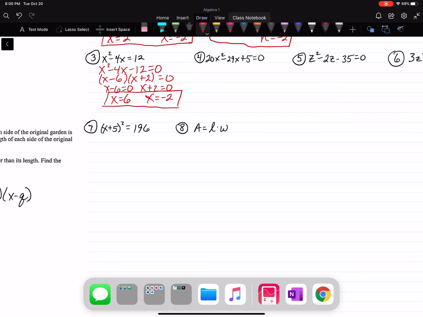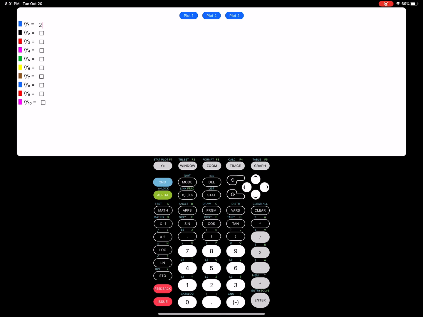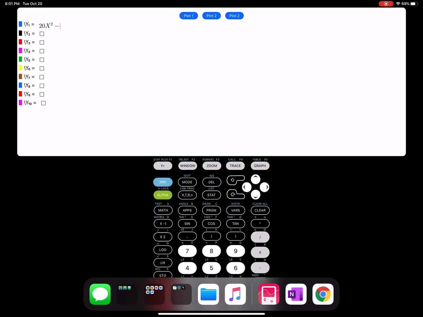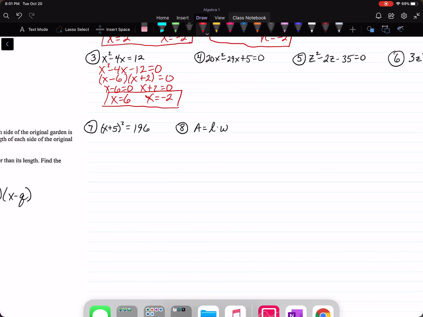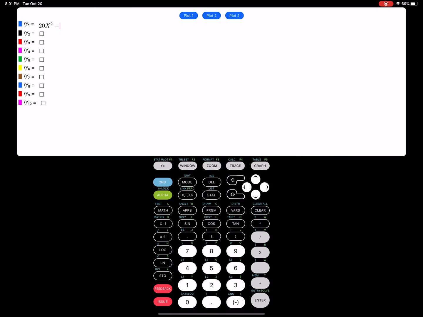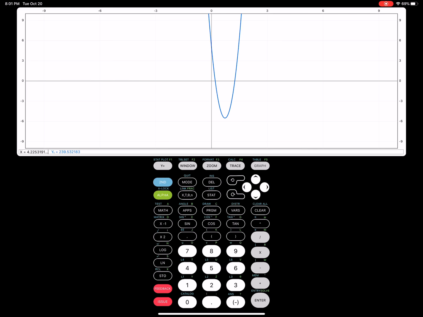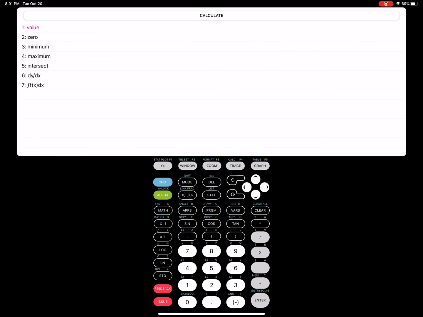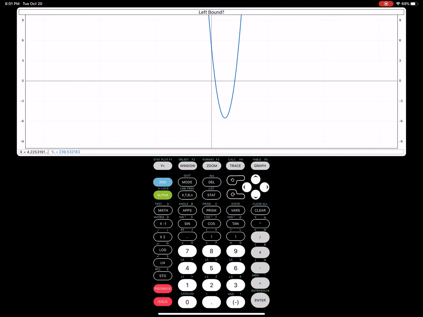So let me go to my calculator, type in 20x squared minus, make sure I remember what it was. It's minus 29x plus 5. So minus 29x plus 5, and I hit graph. And remember, you are just looking for where it crosses the x-axis. So to do that, you can hit second trace, and I want the 0, which is number 2. And I have to do this twice.